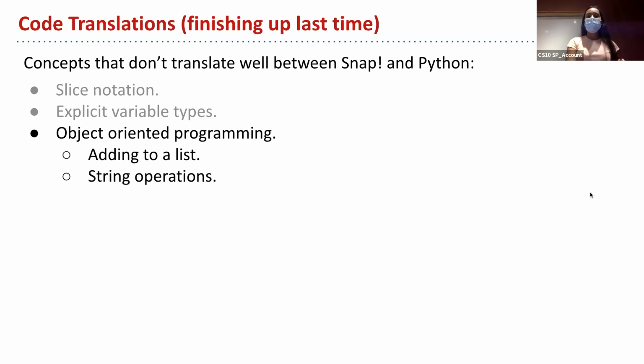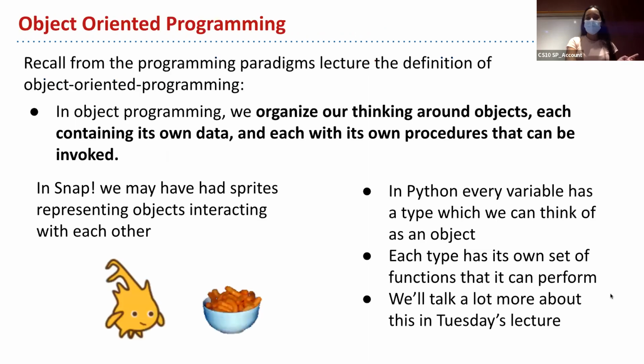So we're going to talk a little bit about object-oriented programming right now. If you recall from the programming paradigms lecture, which was the last one before the midterm, the definition of it is: in object programming, we organize our thinking around objects, each containing its own data and each with its own procedures that can be invoked.